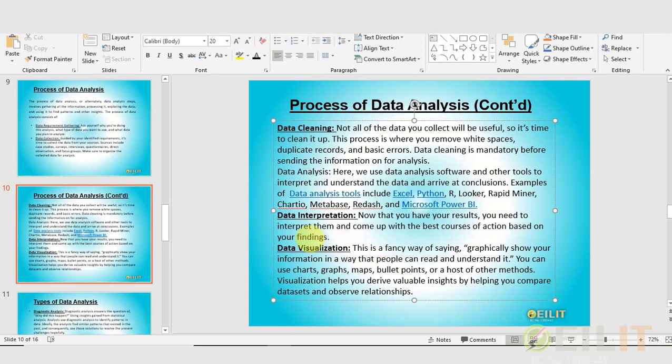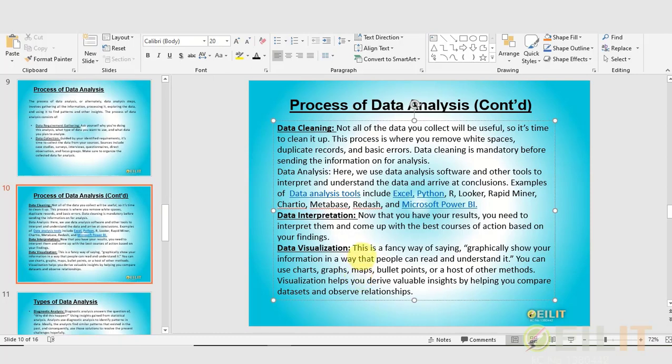And then the next one is interpretation of your data. You need to get the results of your data, and not just the results. What are the best courses of action from your findings? And the last part of the data analysis process is data visualization. So you are trying to make some graphical representation of the interpreted data, so that people can understand and compare some of the valuable insights that are gained.